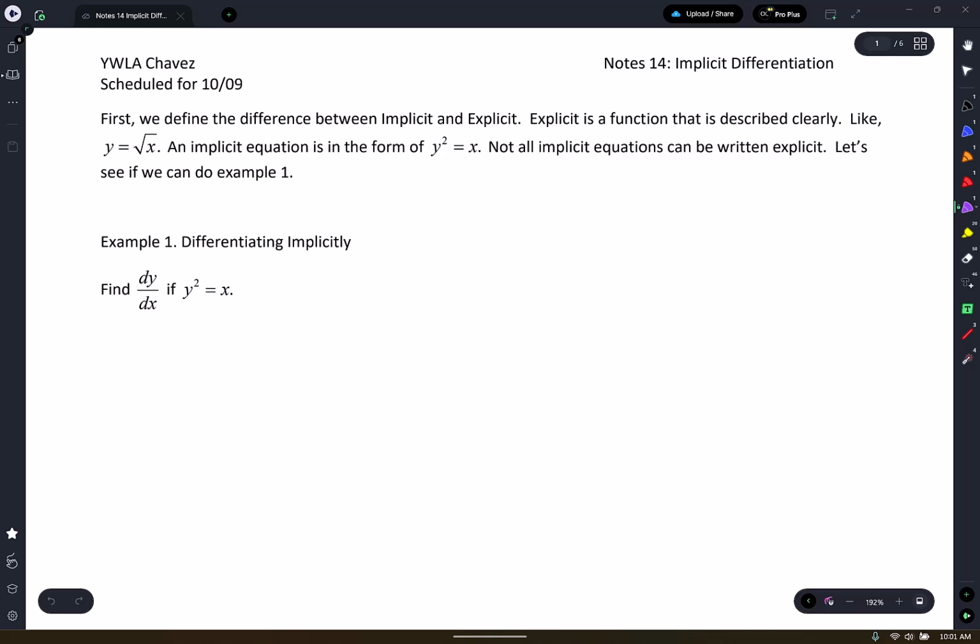So let's see. Implicit differentiation. First, we define the difference between implicit and explicit. Explicit is a function that is described clearly. So when someone gives you explicit instructions, they're being just blunt. You're going to follow them verbatim.